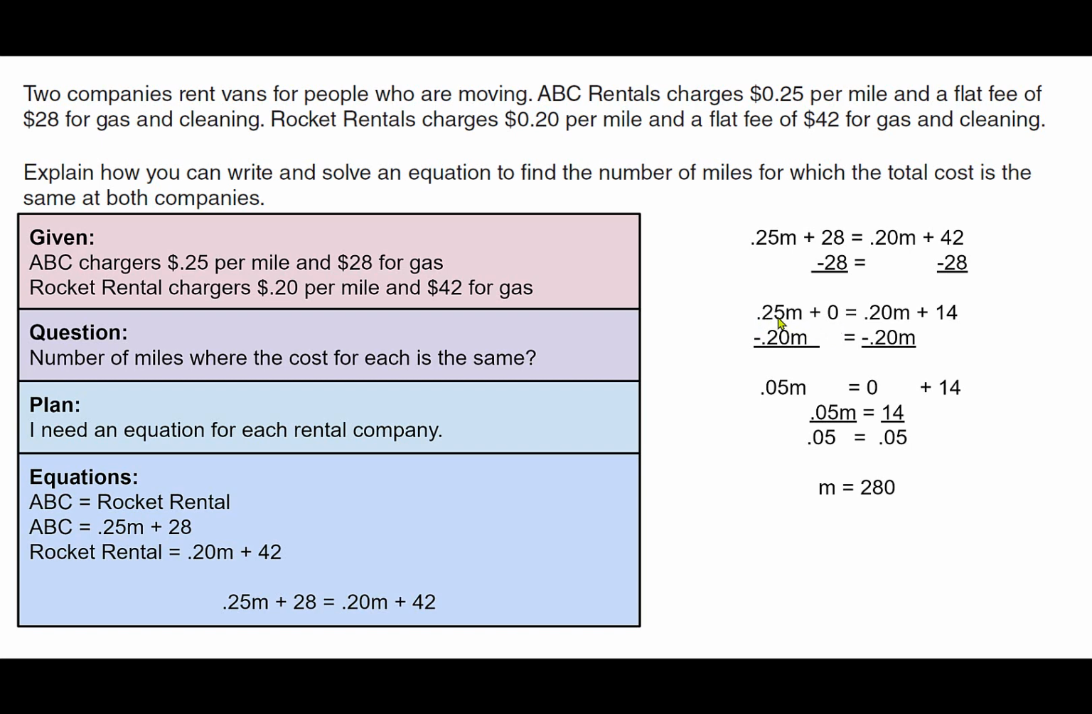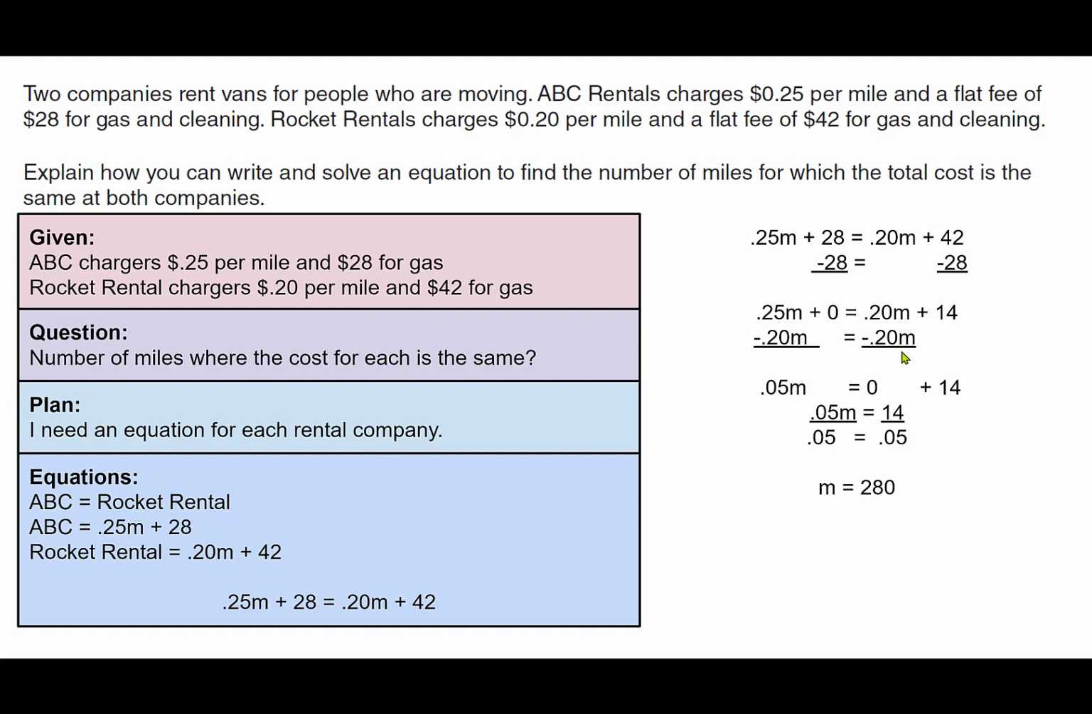So there's my next line. I have everything brought down, including the answer to the subtraction problem. And then below that, I am going to subtract 0.20 miles from each side. Again, I do it on both sides to keep my equation balanced, if you think back to that balance beam.